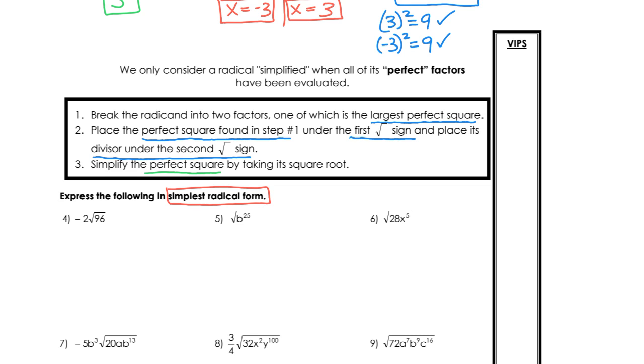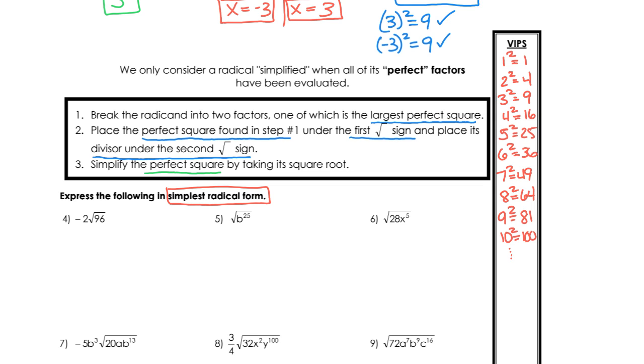All right, before we do these, some people call them VIPs, very important perfect squares. And we know our perfect squares are 1 squared, which is 1, 2 squared, which is 4, 3 squared, which is 9, 4 squared, which is 16, 5 squared, which is 25, 6 squared, which is 36, 7 squared, which is 49, 8 squared, which is 64, 9 squared, which is 81, and 10 squared, which is 100, and they keep going. So we might need more, all right?